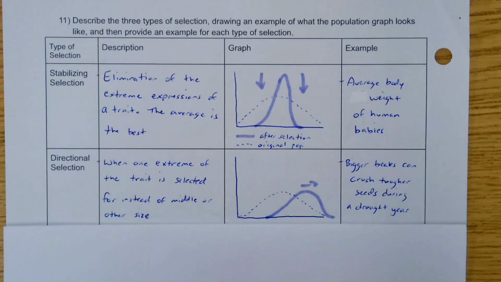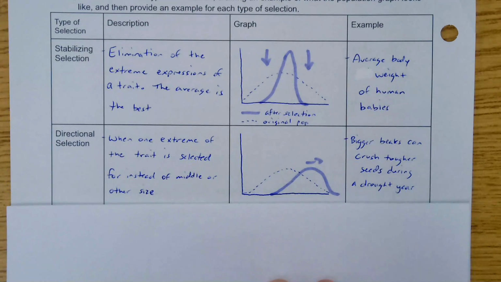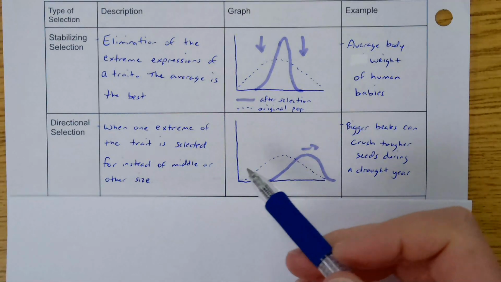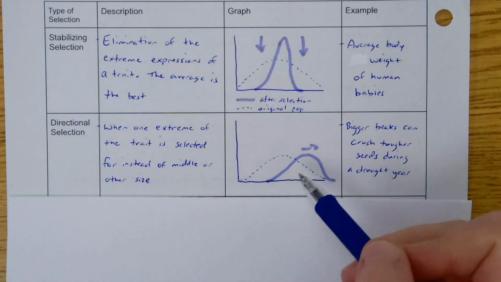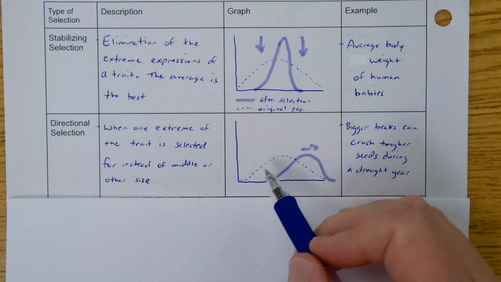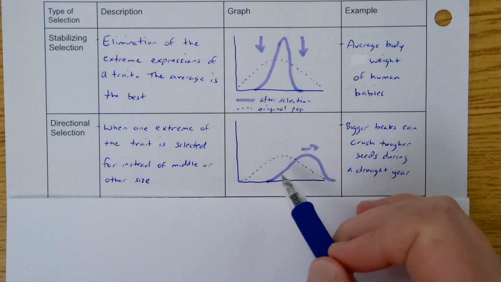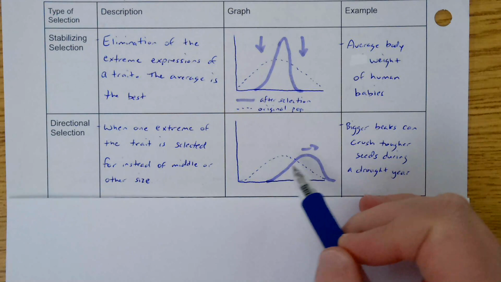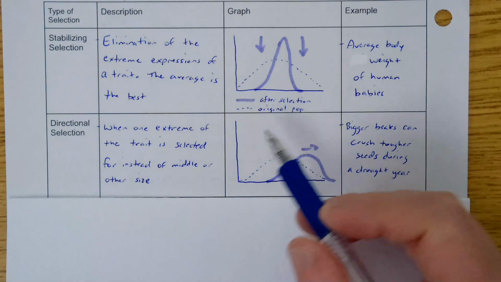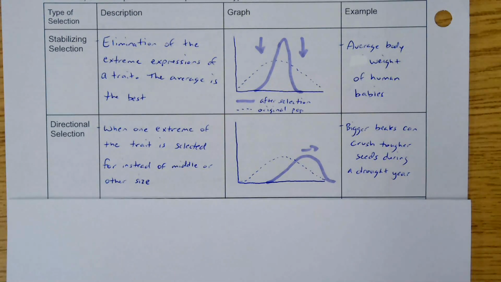Directional selection is when one extreme of the trait is selected for instead of the middle or the other version of the trait. This is like our pom-pom lab, by the way, where black on the black forest floor tended to do better. So in this case, our normal population, our original, is the dotted line, and then over time, there's this push, this selection for bigger or darker or lighter or brighter or stronger, just depends on the trait.